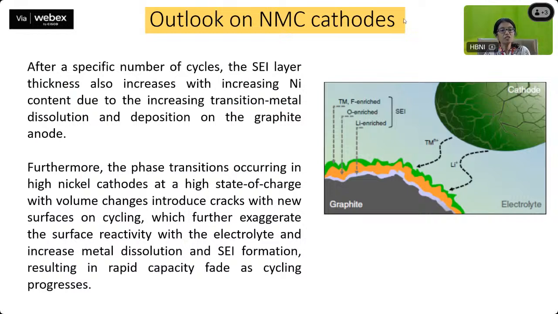So what happens is, after a specific number of cycles, the SEI layer thickness also increases with increasing nickel content due to the increasing transition metal dissolution and deposition on the graphite anode. Furthermore, the phase transitions occurring in the high nickel cathodes at a high state of charge with volume changes introduce cracks with new surface on cycling, which further exaggerate the surface reactivity with the electrolyte and increase metal dissolution and SEI formation, which results in a rapid capacity fade as cycling progresses.